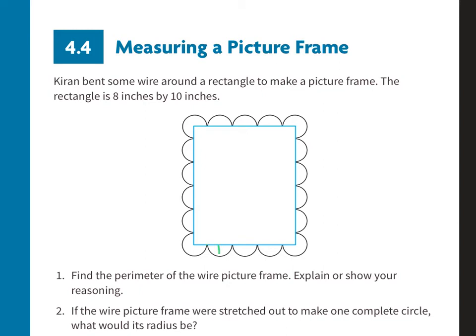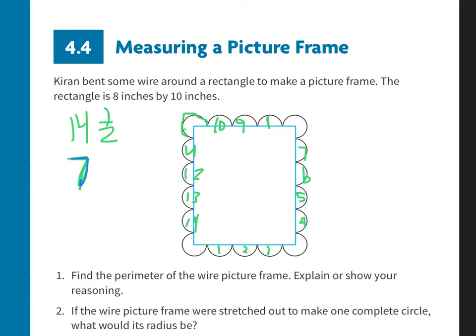So if you notice here, I have lots of half circles. I have 1 half circle, 2 half circles, 3 half circles, 4, 5, 6, 7, 8, 9, 10, 11, 12, 13, 14 half circles. So I have 14 half circles. That means I have 7 full circles. But then I have the corners as well. Now, this is 3/4 of a circle. So 4 of them, right? 1, 2, 3, 4 for the corners.